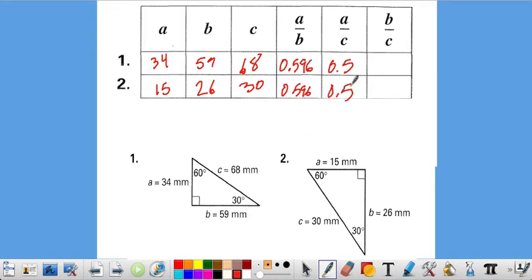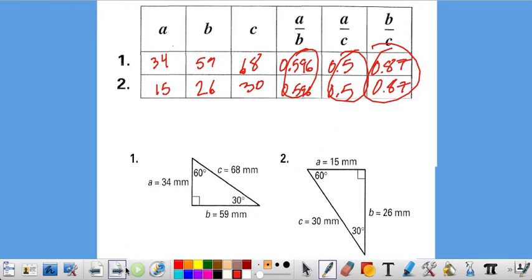So this is already pretty interesting. If I take B divided by C, 59 divided by 68, I get 0.87. If I take B divided by C here, 26 divided by 30, I get 0.87. So what you see is, regardless of what these numbers are, how they relate to each other is that when we divide the corresponding sides together, you get the same number back.